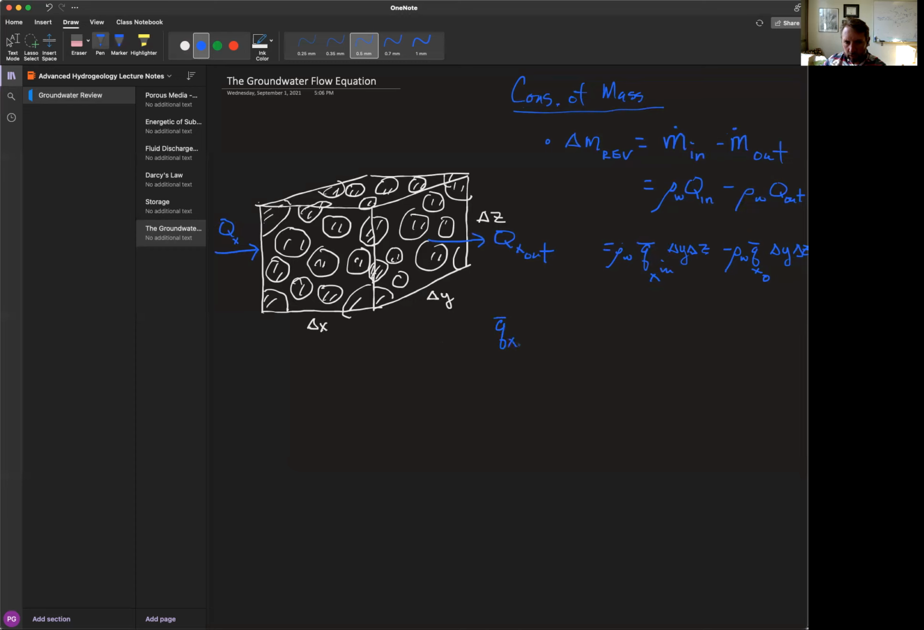Q sub X out is equal to whatever came in, Q sub X in, plus the rate of change of Q sub X with respect to the X direction, times delta X. All right, so the rate of change times the distance which it's traveled would give me the change in flux, delta Q. So we're just saying Q sub X out is equal to whatever came in plus the change in Q as it flowed across this delta X. We'll call this star.